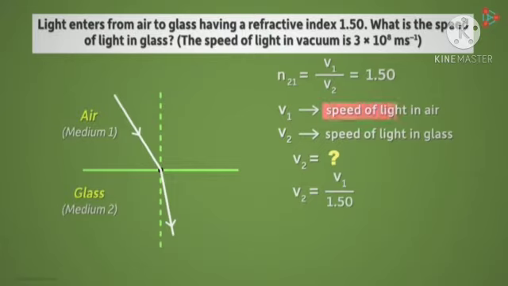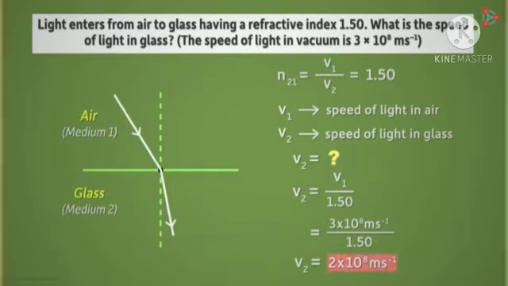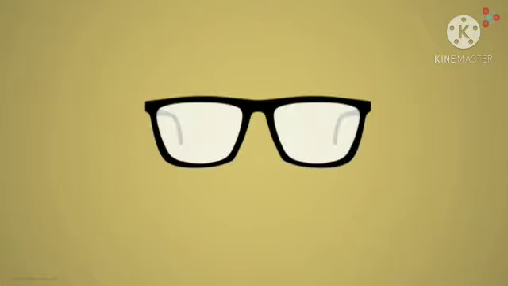The value of the speed of light in air is very close to the value of the speed of light in vacuum. Hence, we can substitute this value in place of the speed of light in air. After doing a bit of maths, we will get the speed of light in glass as 2 times 10 to the power 8 meters per second. Don't forget the units. We see that the speed of light in glass is lesser. In the next video, we will talk about an important optical device which is very widely used.